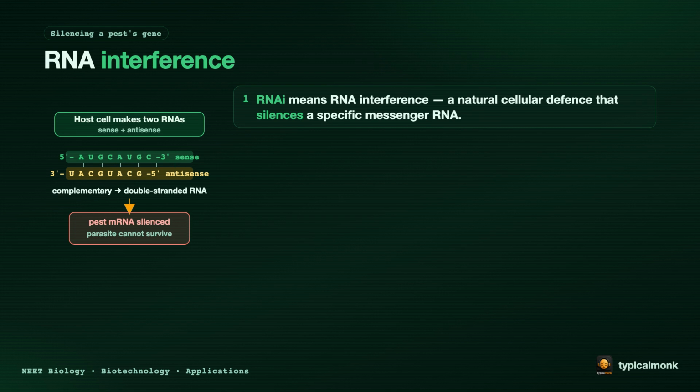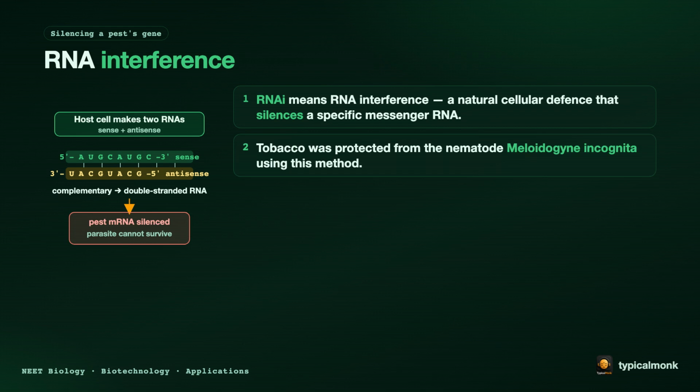Now, a clever way to make a plant fight a pest. RNA interference. RNAi means RNA interference, a natural cellular defense that silences a specific messenger RNA. The tobacco plant was protected from the nematode Meloidogyne incognita using this method.